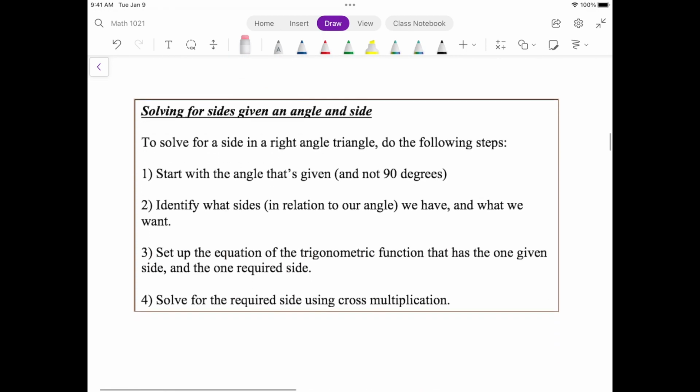So the steps for finding the side when given an angle is to start with the angle that's given, not the 90-degree one, the other one. We're going to identify all of the sides that we have and what we want. Choose the function that makes most sense for what we're given, and solve using cross multiplication.